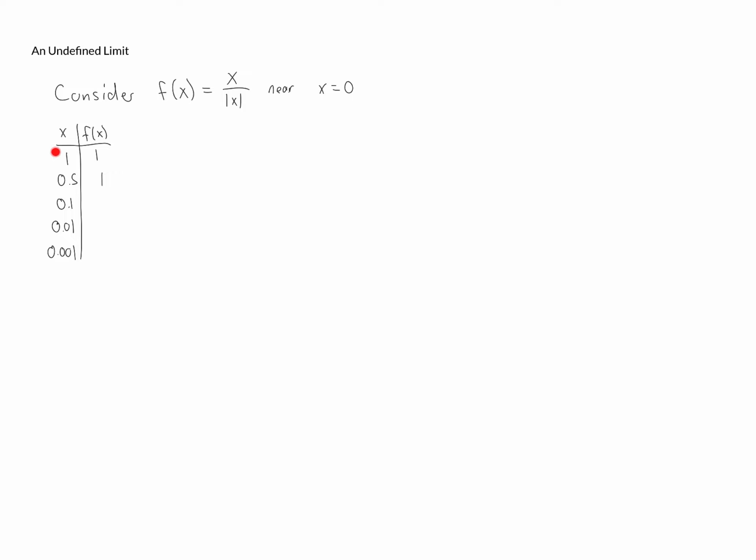Because when x is positive, the absolute value of x is just x itself. Right? When we take the absolute value of a positive number, it stays the same. So for positive values of x, this just becomes x, and x over x is 1. So in all of these cases, we're going to end up with 1. And so you might start to think, well, the limit is 1 then, if it's always 1.